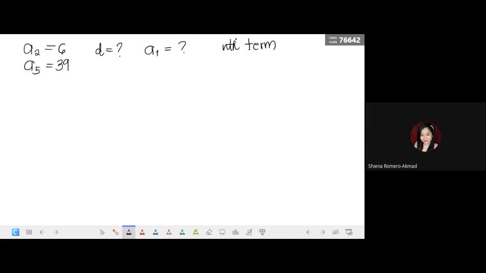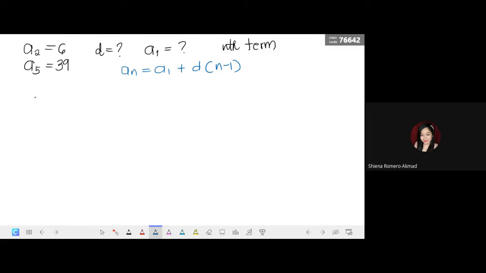Okay? So for us to find the following, last week tinuro ko sa inyo yung paraan. Ano yon? Gagamit tayo ng formula ng arithmetic sequence, and that is a sub n equals a sub 1 plus d times n minus 1. Okay? Ito yung ginamit natin last week. Ano yung pinagawa ko sa inyo?